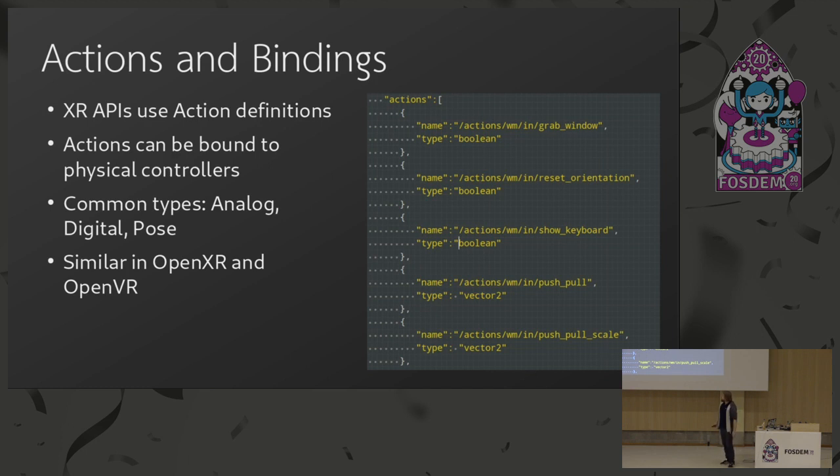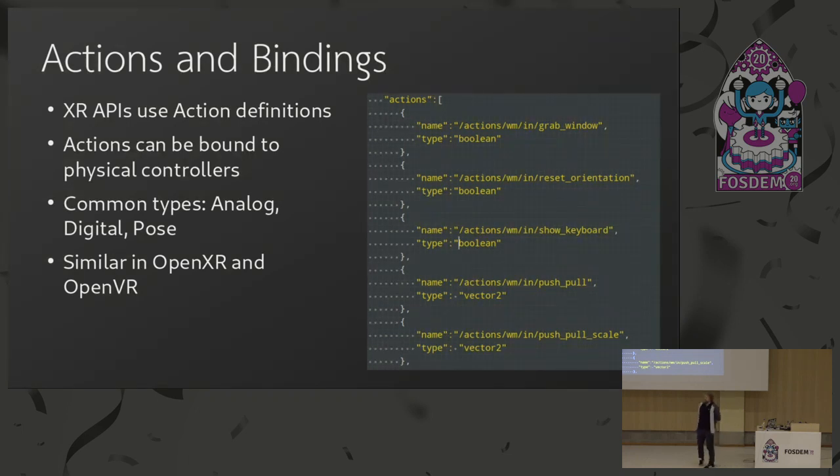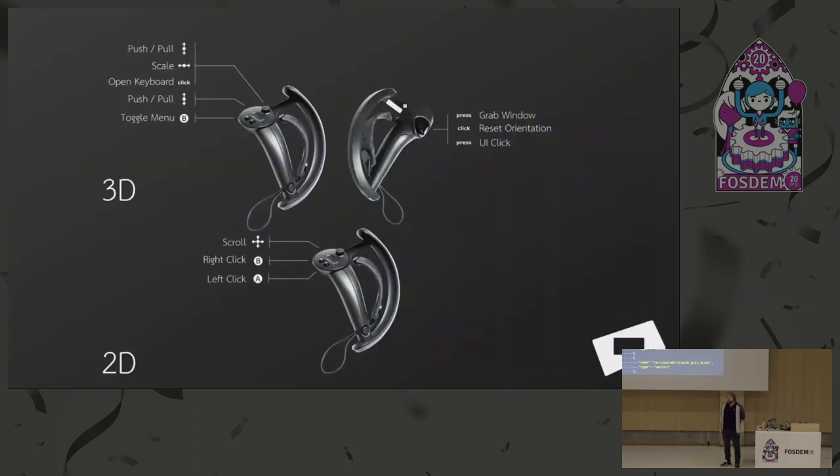And this is available in the OpenVR API, which is the API SteamVR uses, and as well in the OpenXR API. Usually, like in OpenVR, this is specified by JSON. In OpenXR, it's specified in code. But on our OpenXR branch for XR Desktop, we also have a JSON format that's quite similar to this one.